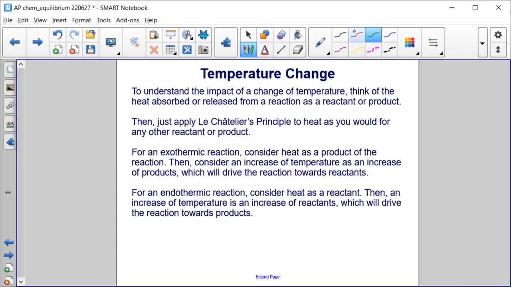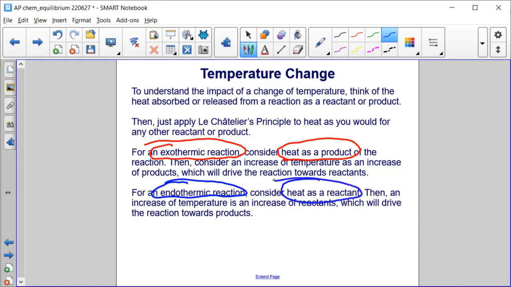For an exothermic reaction, consider heat as a product of the reaction. Then consider an increase of temperature as an increase of products, which will drive the reaction toward the reactants. For an endothermic reaction, consider heat as a reactant. Then, an increase of temperature is an increase of reactants, which will drive the reaction toward the products.